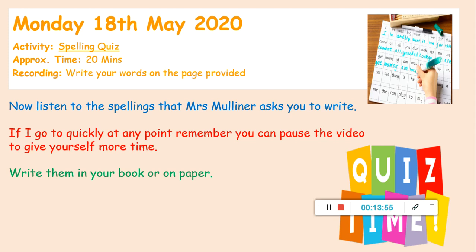Number 3, kidney. I had a steak and kidney pie. The word is kidney. Number 4, monkey. I saw a monkey at the zoo. The word is monkey.